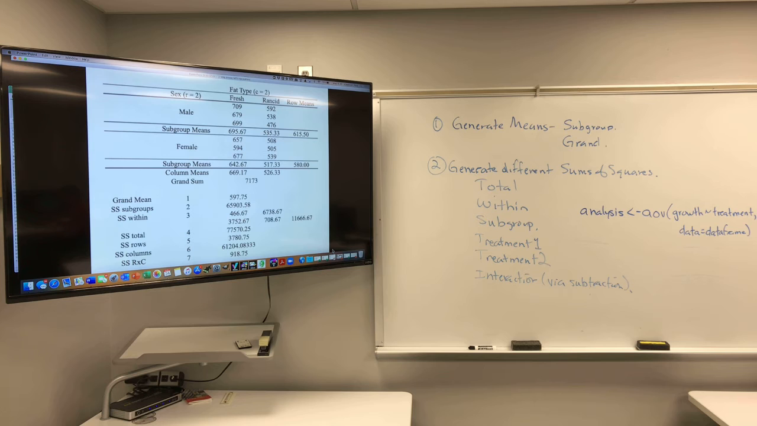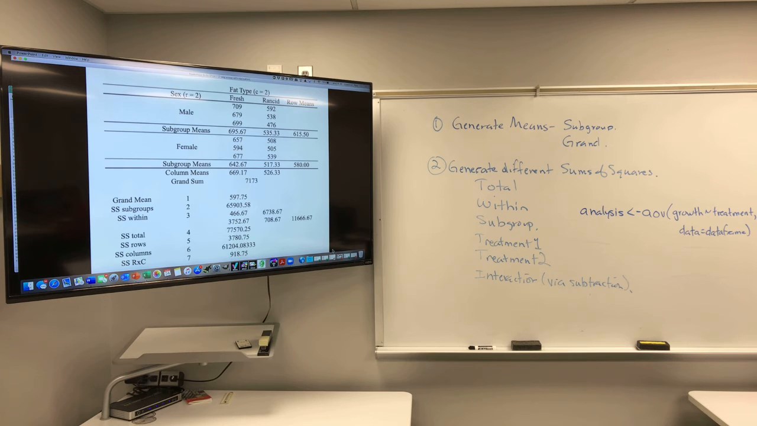So for SS within, we use the grand mean. No. It's each individual value minus the grand mean squared for all the data. So it's this minus the grand mean squared, plus this minus the grand mean squared, and so on for all of the data. All of those squared and added up. That's sum of squares total or within? Within, but, oh, sorry, total too. That's sum of squares total.